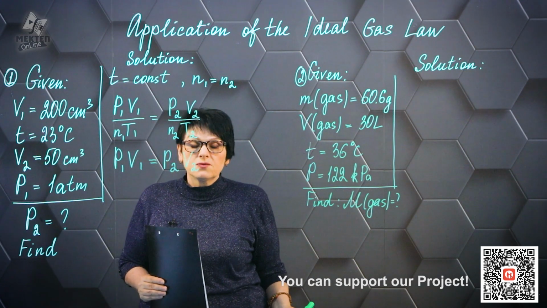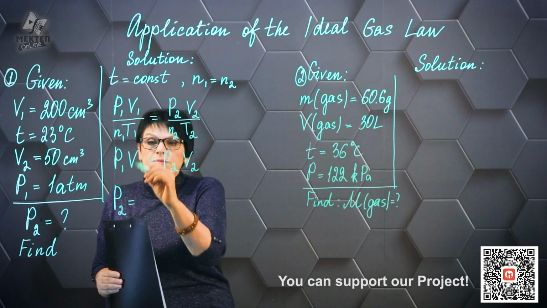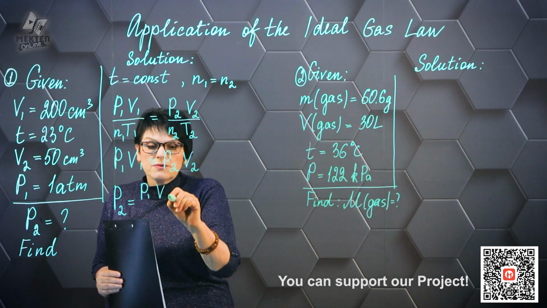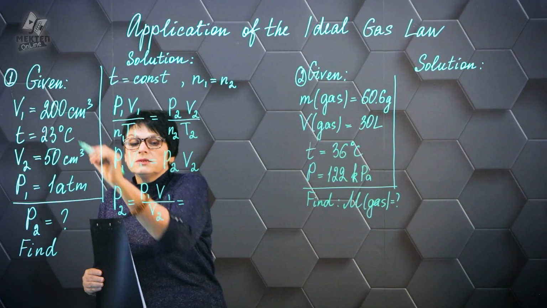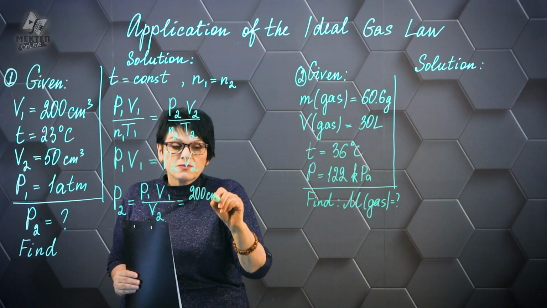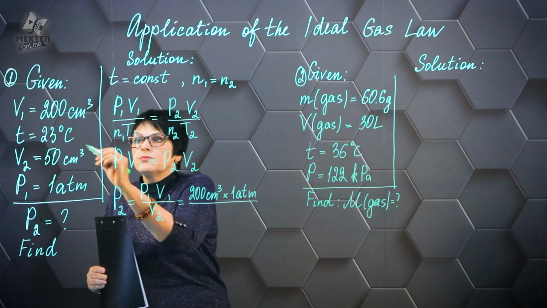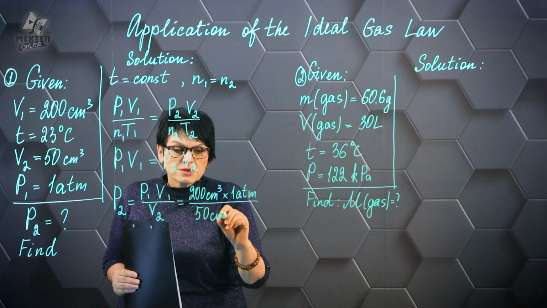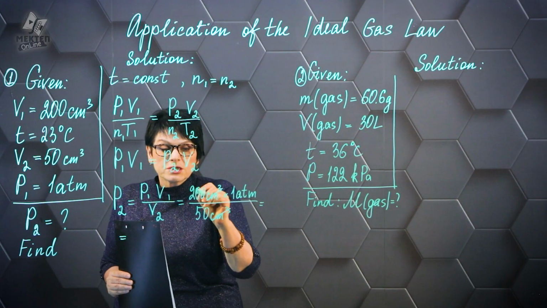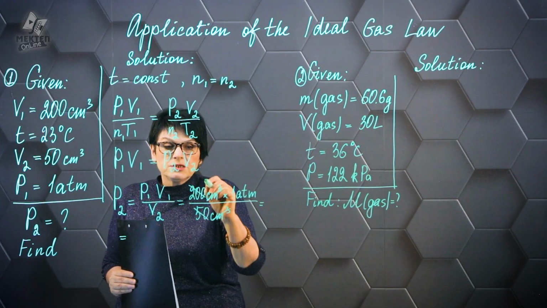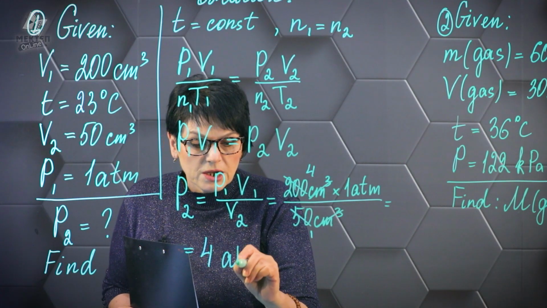Now let us see what is unknown in this modified formula. The unknown is pressure 2, P2. Then let's transform the formula. It will be P1 times V1 divided by V2. Now we have to do the numerical substitution. V1 is 200 cubic centimeters, P1 is 1 atmosphere, and the volume of the gas is now 50 cubic centimeters. By the calculation, we reduce cubic centimeters accordingly. The answer will be in atmospheres, and 250 we can also reduce by a whole number. And then we get in the answer 4 atmospheres as the pressure under changed conditions.